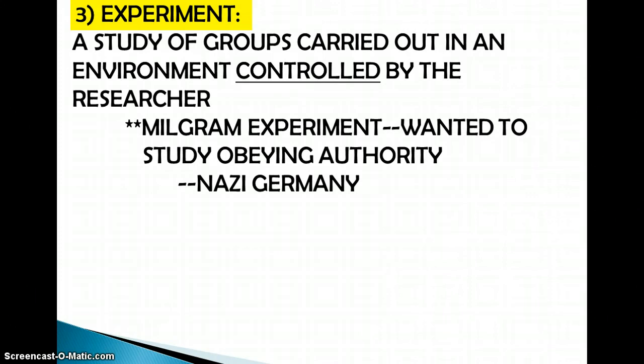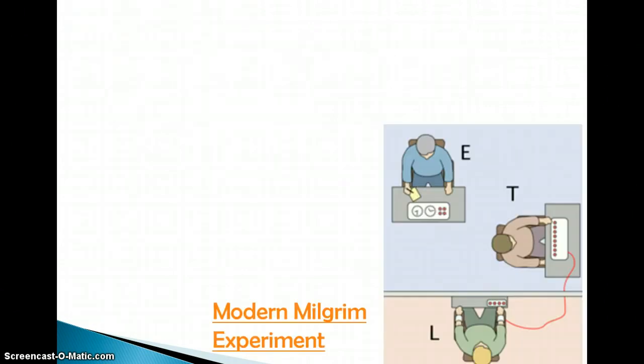My example of an experiment is the Milgram Experiment. Stanley Milgram, after World War II, was very curious why Nazi soldiers, Nazi military personnel, would obey authority, even when they knew the orders they were supposed to follow through with were completely wrong and irrational and just inhumane. And so he wanted to study why people obeyed authority. And so what he did was he set up this Milgram Experiment.